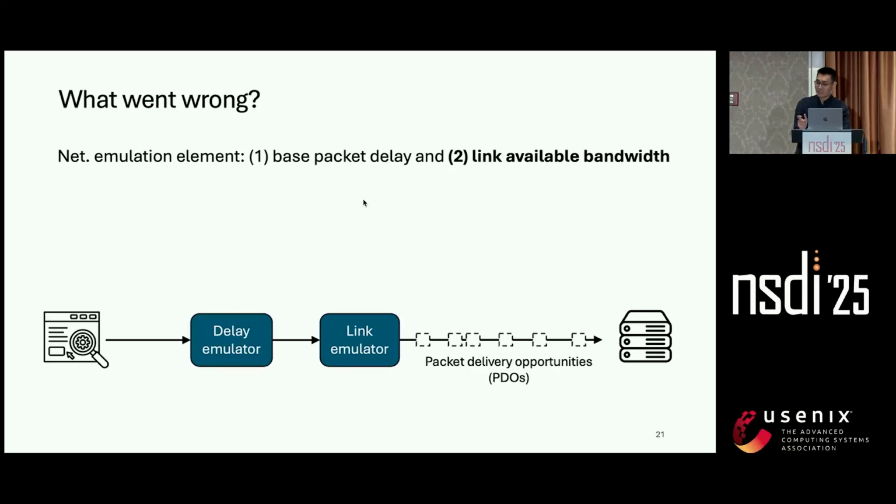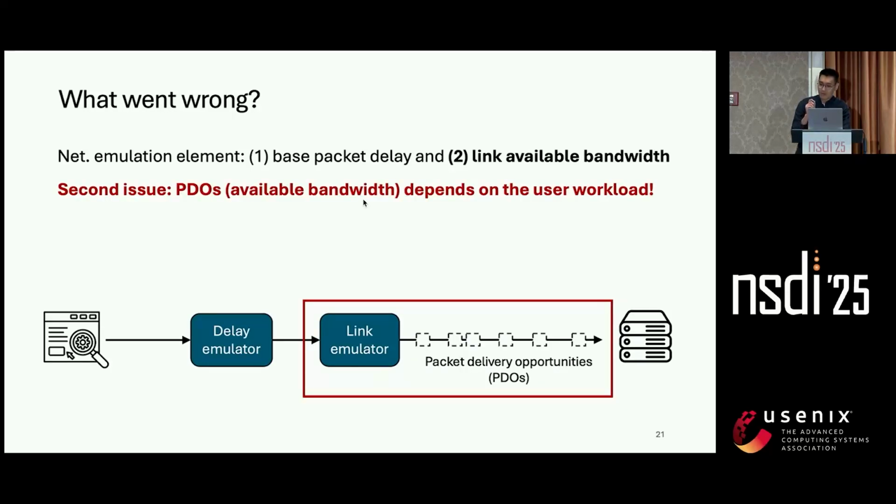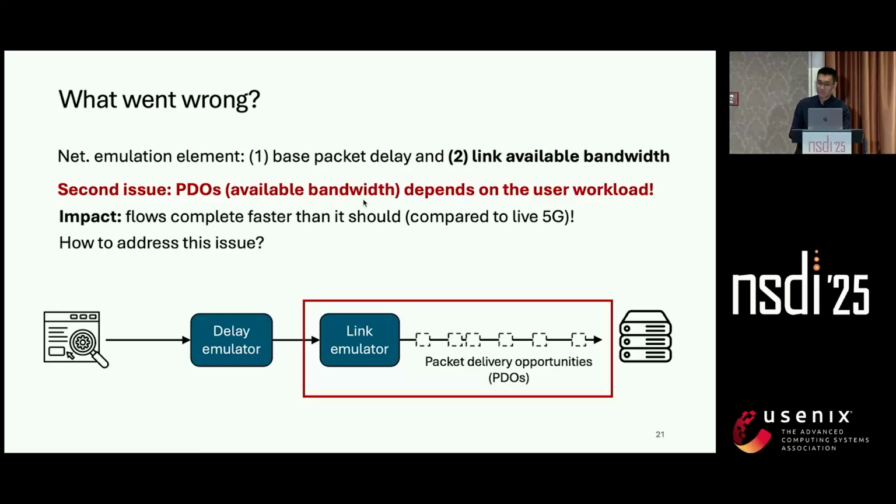However, we found a second issue that is more fundamental and challenging. In cellular networks, especially on the downlink, we discovered that the PDOs, or the available bandwidth, depend on the user workload. This was unexpected because in wired networks, the available bandwidth is typically given and doesn't change based on what the user is doing. The major impact of this is that flows running in Mahi-Mahi tend to complete faster than they should compared to live 5G networks.